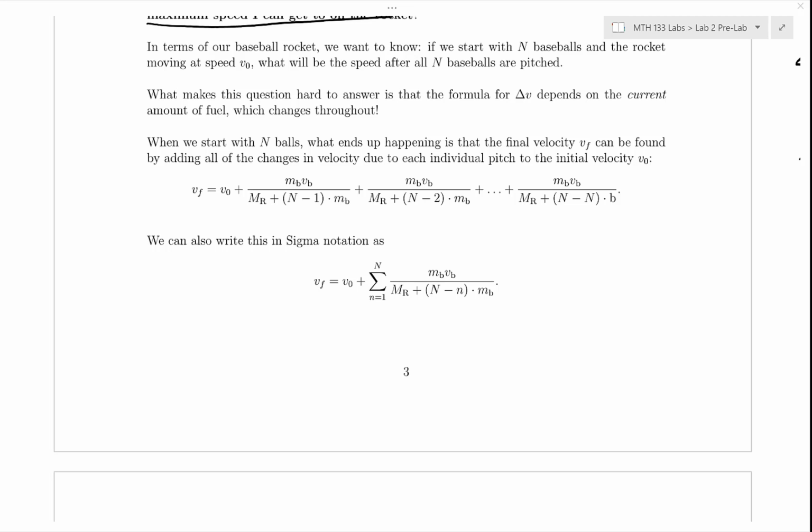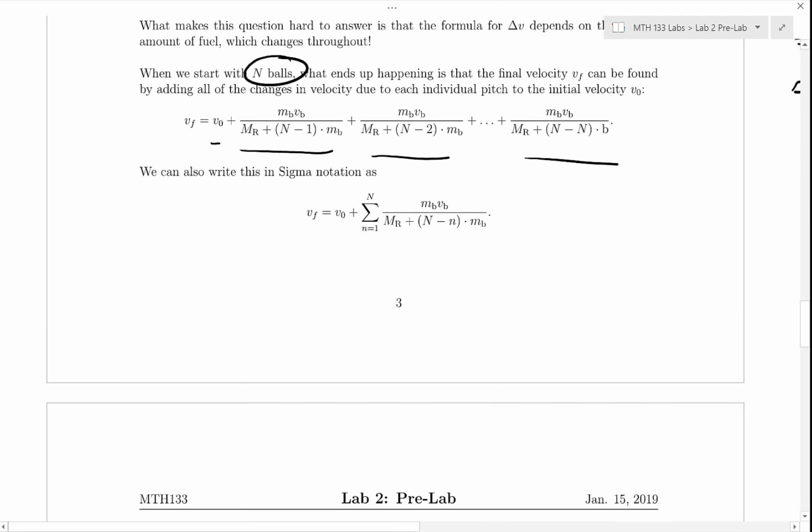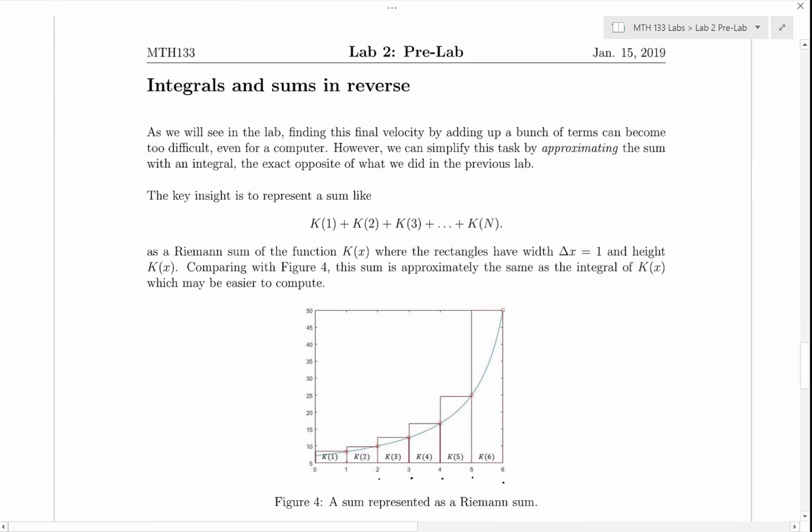Going back to the pre-lab, we can see what happens when we start with a more general situation with n balls. Well, we do the same thing. We take our initial velocity and add the delta V's from each successive pitch. This type of summation can be done on a computer, which will be one of the lab activities. However, for really large values of n, like what an actual rocket uses, it shoots out a huge number of particles, the computer will struggle. So we need some way to approximate this sum in a simpler manner.